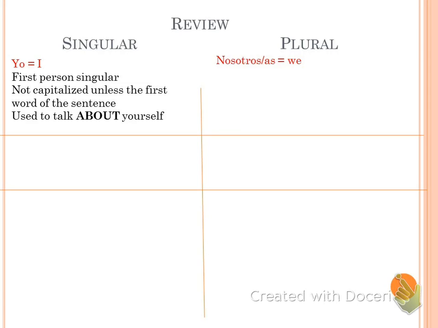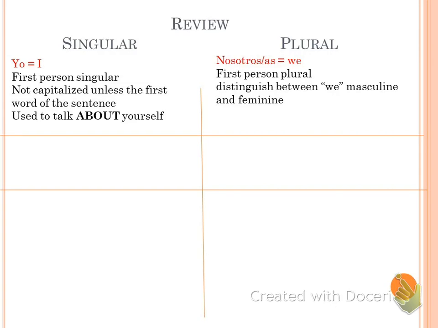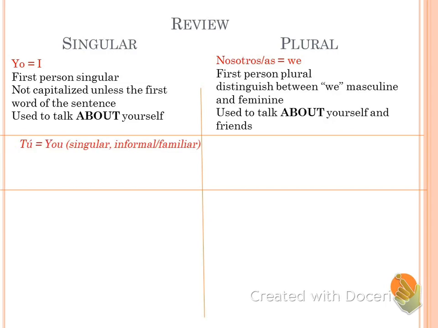If you go across from the singular box to the plural box, and then somebody else joins I, or myself, then we have nosotros and nosotras. And so that's first person on the plural side. It's the we for masculine nosotros, and then for any mixed gender group, and then nosotras only for females. When you talk about yourself and friends, or a whole bunch of people together, including yourself.